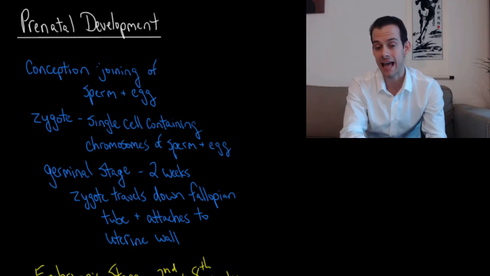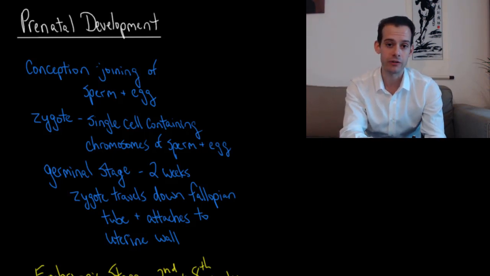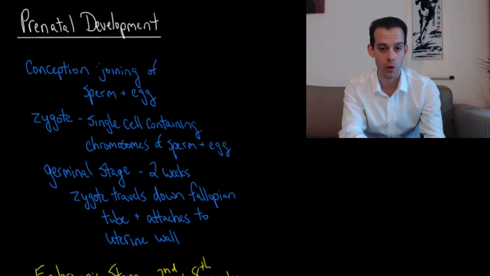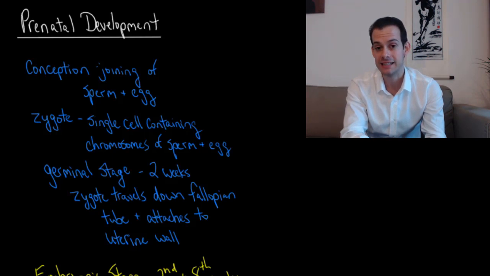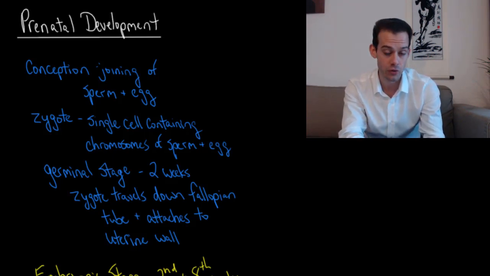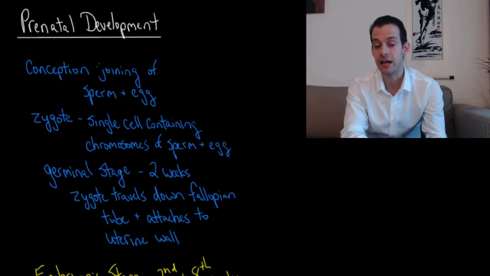And once this happens, we have this zygote, and we now enter the germinal stage, which lasts for about the first 2 weeks after conception. And during this stage, the zygote has to travel down the fallopian tube and reach the uterus, where it can attach itself to the uterine walls. And this process is not guaranteed to happen successfully. About half the time, this process will fail. The zygote will not successfully attach itself to the walls of the uterus, and that will be the end of the story.